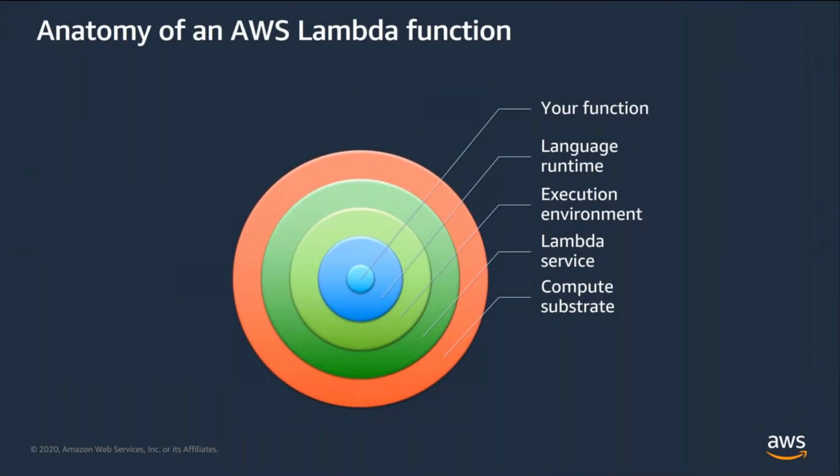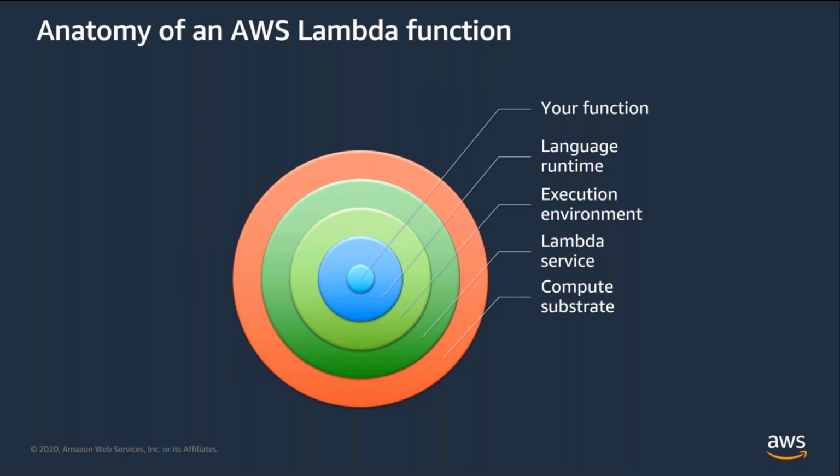Lambda is designed to run your code on demand in response to events. Now, if we look at the anatomy of a Lambda function, there are several different layers. Going from the outermost ring, first there's the Lambda compute substrate, the underlying compute for Lambda. Next, there's the Lambda service itself, which manages the scheduling and organization of workloads across hundreds of thousands of customers. Now, both of these layers are completely invisible to customers and managed entirely by AWS.